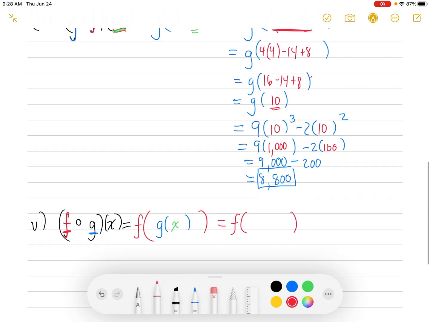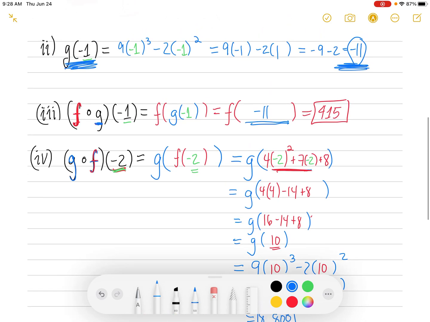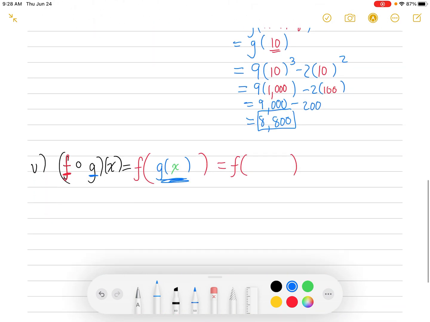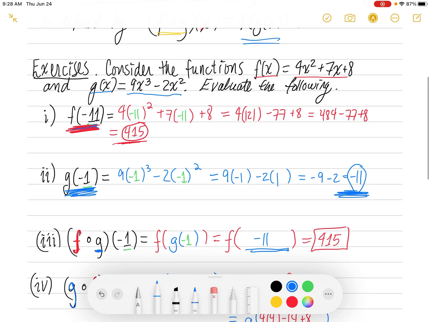Now, since we're not actually plugging in a number for x this time, since we're leaving it a variable, we'll leave the f on the outside, and in place of the g of x, we'll actually put the function that g of x is. So we're basically going to replace this g of x here with 9x cubed minus 2x squared. Now, we can't simplify that 9x cubed minus 2x squared. If you want to try factoring that, you could, but there's really no point. That's not the goal here.